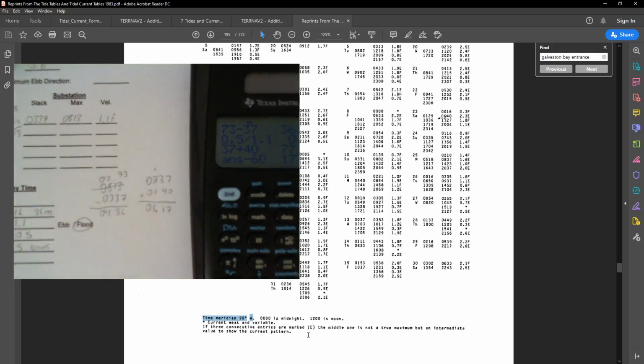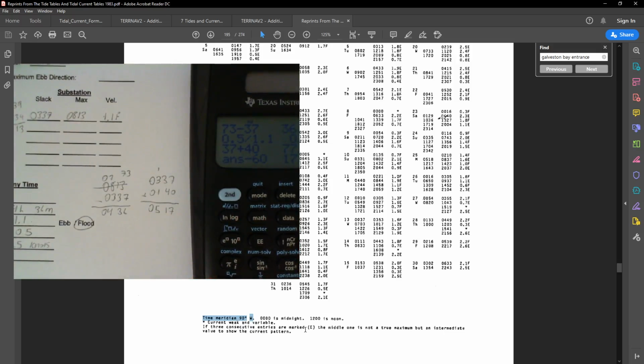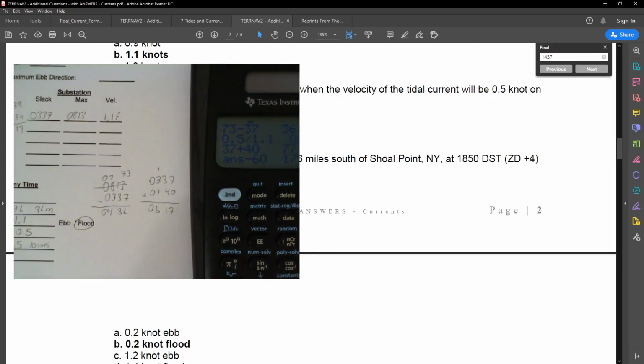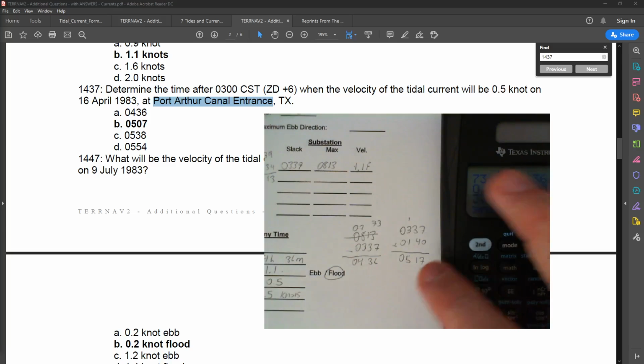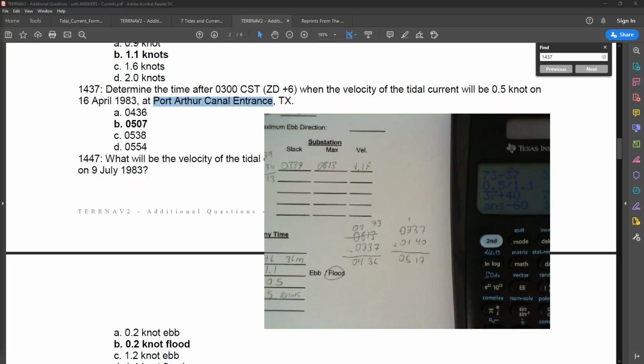So the answer is 0517, which is not a given answer for this problem. The only possible answer choices are 0436, 0507, 0538, and 0554. So we can deduce easily that 0507 is our correct answer for this situation, and I have found no other way after doing this problem multiple times that I can get an exact 0507.